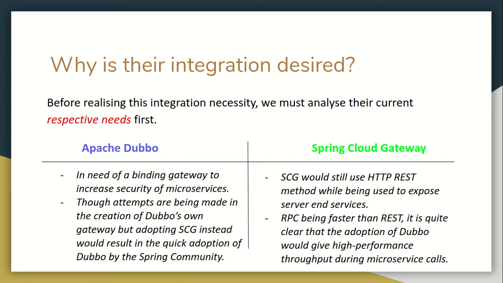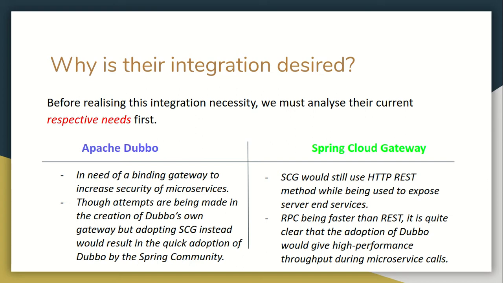Secondly, on the Spring Cloud Gateway end, Spring Cloud Gateway uses the very popular HTTP REST protocol for method invocation or exposure of server end services. And as we know, RPC, the remote procedure call, is naturally faster than REST. By embracing Dubbo, Spring Cloud Gateway can leverage the advantages of Dubbo RPC, which would eventually give high performance throughput during microservice calls. So this is the reason why we want this integration.